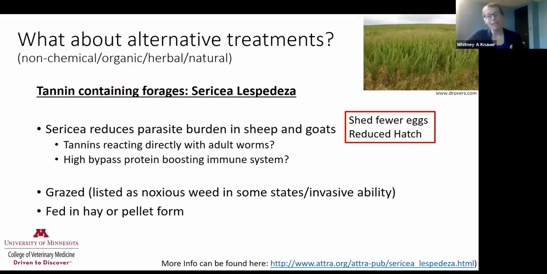So this can be grazed. However, Serricea is a noxious weed in some states, an invasive weed in some states. So caution there. Don't want to be spreading that throughout the countryside. But it also can be fed in hay or pelleted form and works just as well. So that's an alternative option.